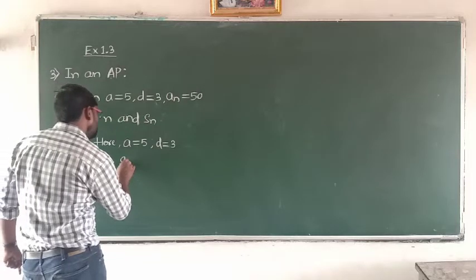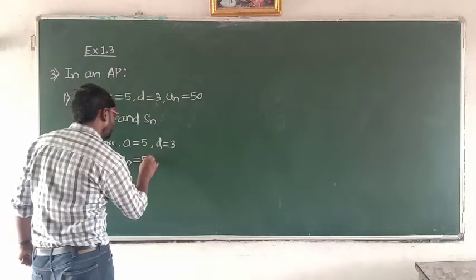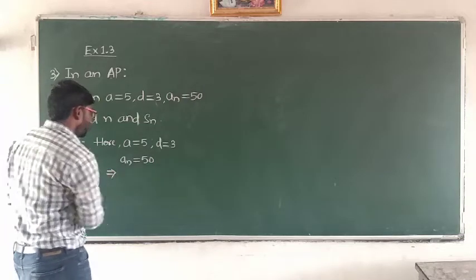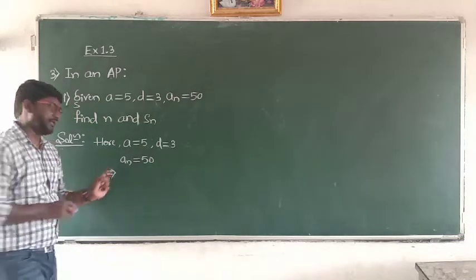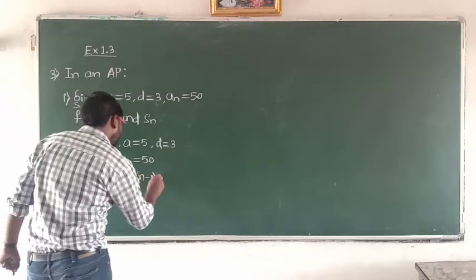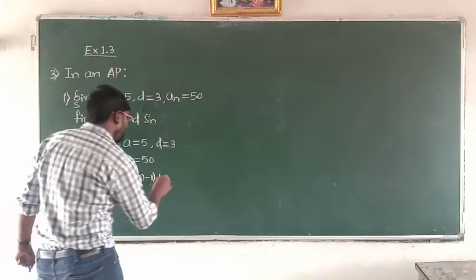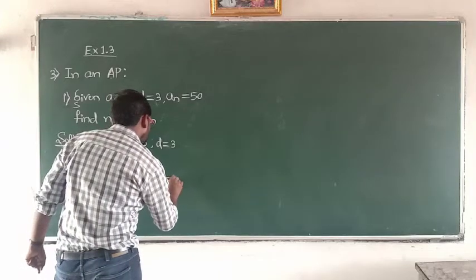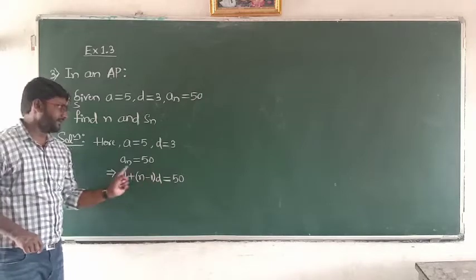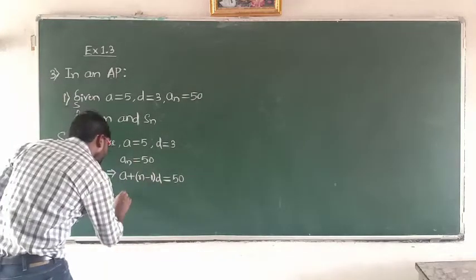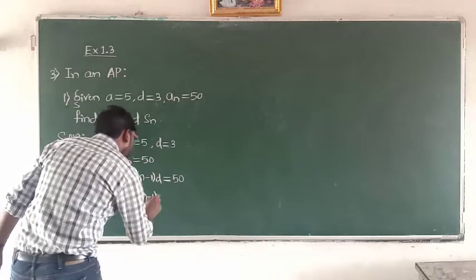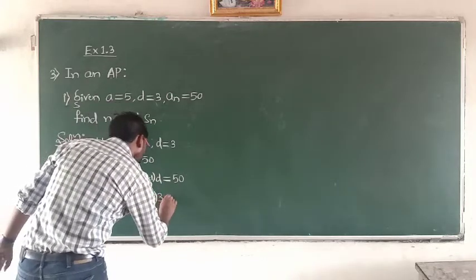So An is equal to 50. What is An here? An is A plus (N minus 1) into D, which is equal to 50. Now substitute the values of A and D here. A is 5, plus (N minus 1) into D, D is 3, which is equal to 50.